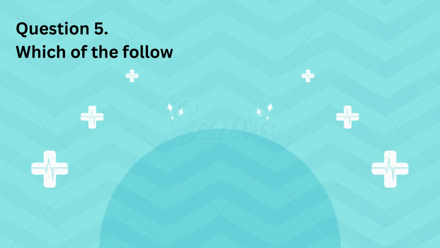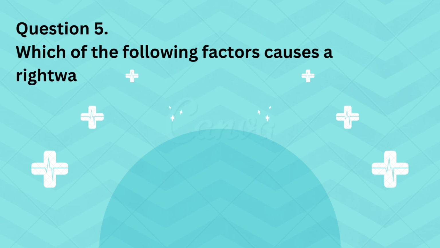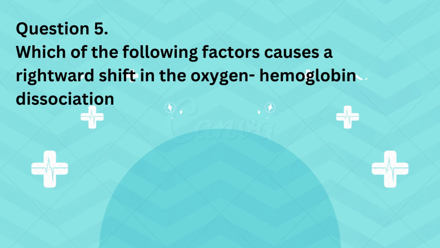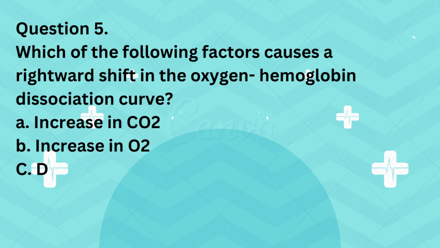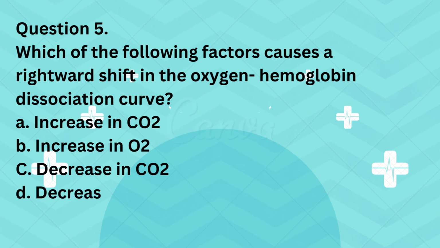Question 5. Which of the following factors causes a rightward shift in the oxygen-hemoglobin dissociation curve? A. Increase in CO2. B. Increase in O2. C. Decrease in CO2. D. Decrease in temperature. The correct answer is A.